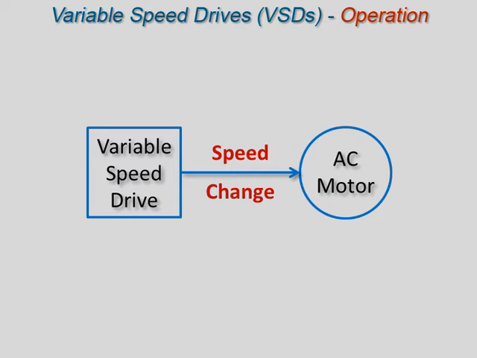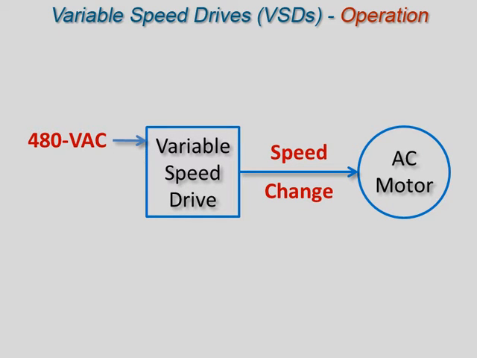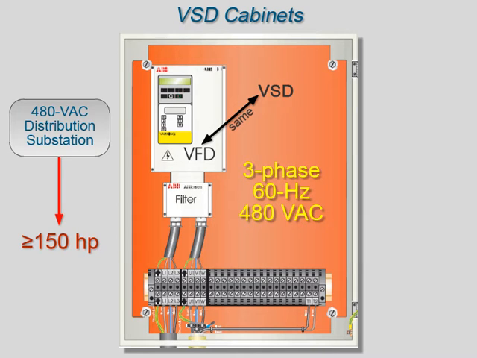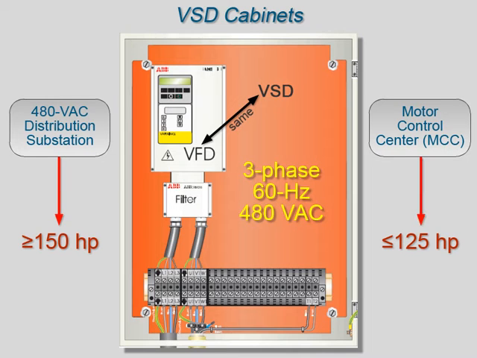VSDs are powered directly from 480 volt AC distribution substations or from motor control centers. VSDs are normally mounted indoors in cabinets. They are rated by horsepower. Incoming power is 3-phase, 60 Hz, 480 volts AC. VSDs rated for 150 horsepower and larger are powered directly from 480 volt AC distribution substations, while VSDs rated for 125 horsepower and smaller are powered from feeder switches located in MCCs.